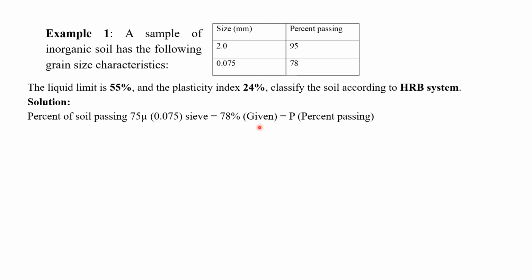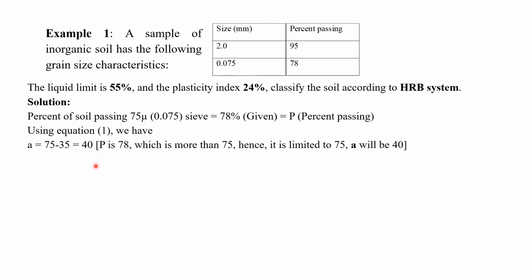And if we denote this value by P, the percent passing, we are doing the equation we have already seen, the group index equation. GI, what is the value? What is the equation for GI? So A, we have seen the categories, greater than 35 but not exceeding 75. So 75 minus 35 is 40.